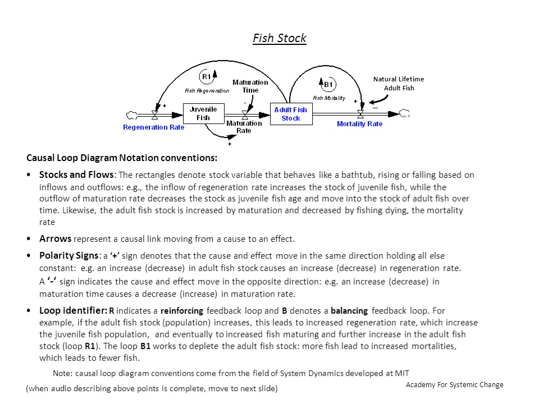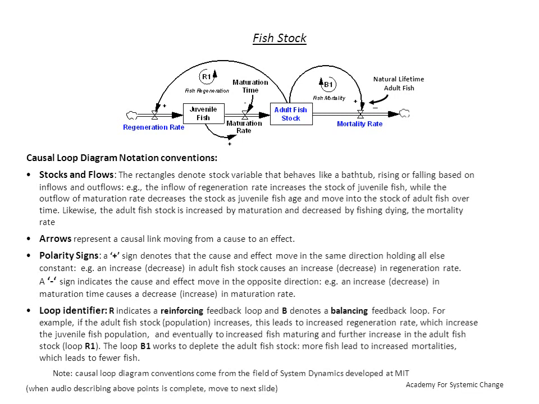Arrows represent a causal link moving from a cause to an effect. The nature of that causal link is indicated by polarity signs. A plus sign denotes that the cause and effect move in the same direction, holding all else constant. So, for example, an increase in adult fish population causes an increase in the regeneration rate, just as a decrease in the adult fish population would lead to a decrease in the regeneration rate.